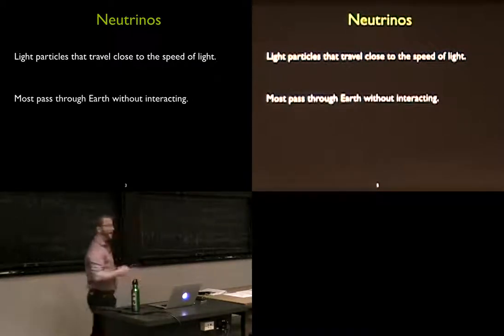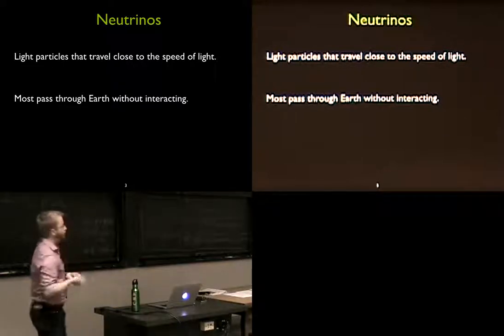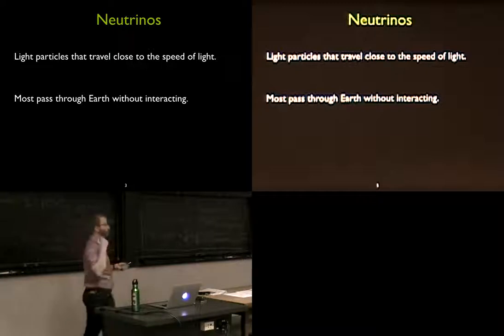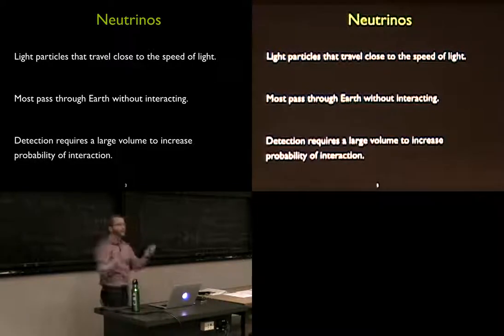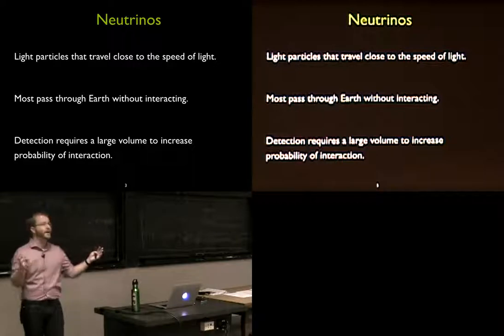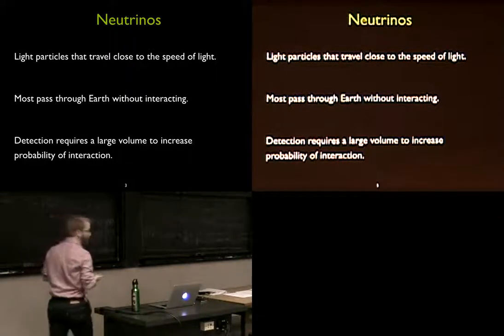Because they are so high energy, because they travel so fast and they have such little mass, there's a very low probability that they interact with anything on Earth. Most neutrinos pass clear through the Earth without interacting with a single thing. So detecting them is a pretty challenging task, and it requires a huge amount of volume. Our detectors have to have a huge amount of volume to increase the probability of an interaction by any given neutrino as it passes through.